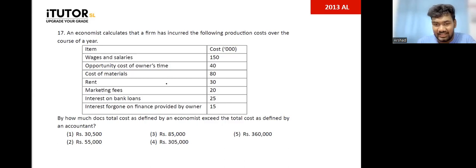So from this, tell me, does an accountant take wages and salaries? Yes or no? Quickly give me yes or no. Yes. Does an accountant take opportunity cost of owner's time? No. So this 40 he does not take. So this will cause a difference. Does an accountant take cost of raw material? Yes. Does an accountant take rent? Yes. Marketing fees? Yes. Does an accountant take interest on bank loans? Yes.